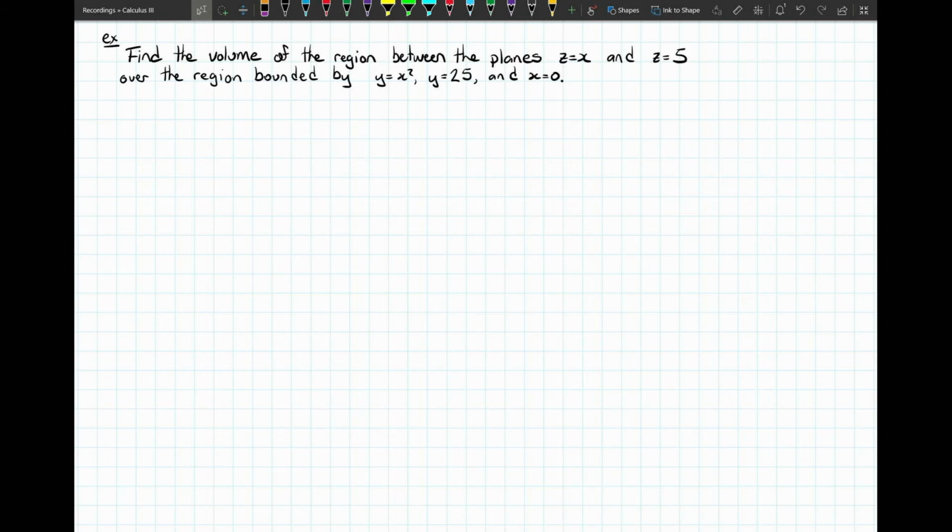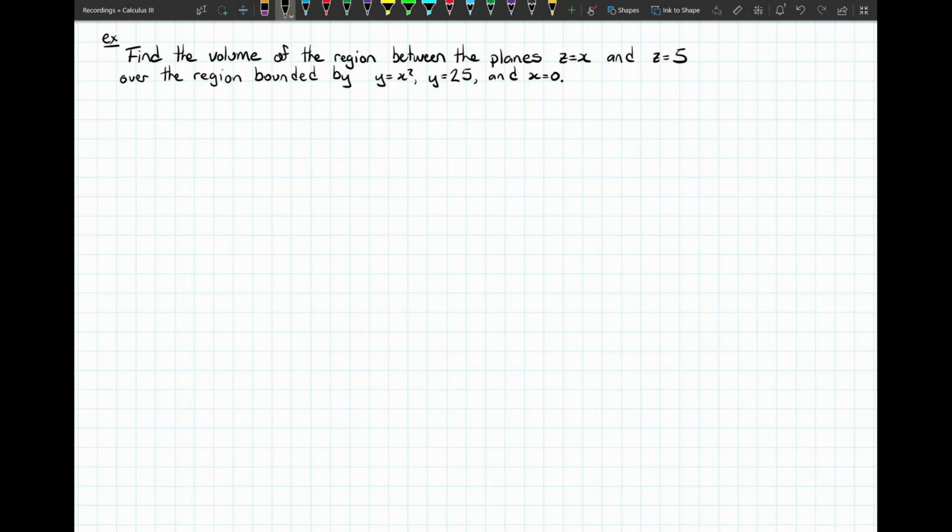Let's start off with two fairly easy functions. Two planes, z equals x and z equals 5. And let's see if we can find the volume between those two planes, but over a region that is bounded by a parabola and two lines, y equals x squared, y equals 25, and x equals 0. Now, what can be a very tricky part of the problem here is trying to visualize what this region looks like. It is some kind of solid, and it has one surface on the bottom that is at a slant, z equals x, and one surface that is flat, z equals 5.